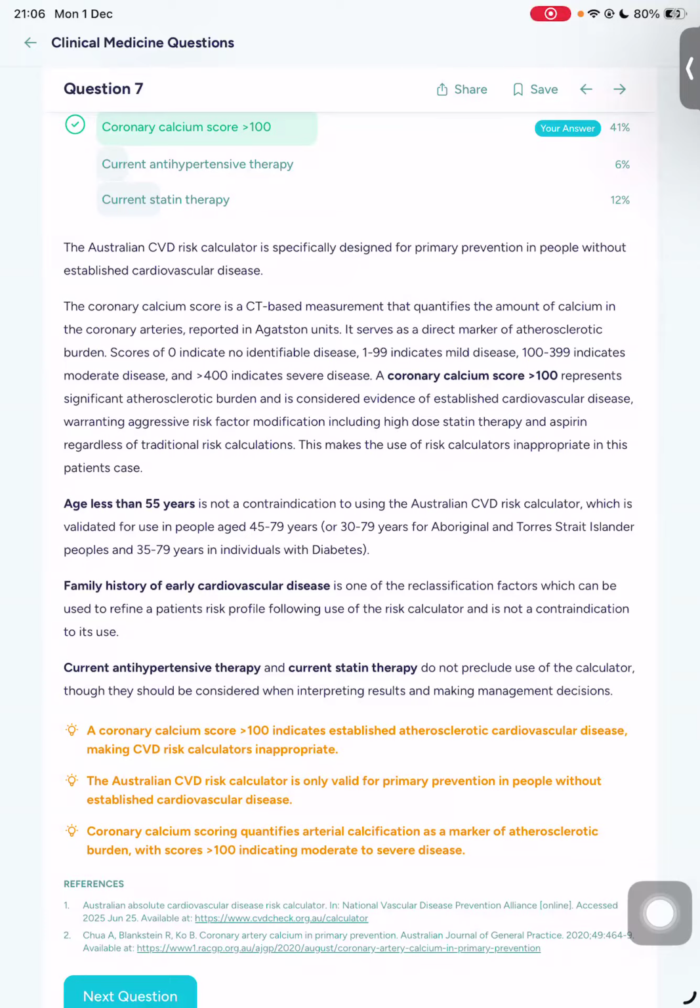A coronary calcium score more than 100 represents significant atherosclerotic burden and is considered evidence of established cardiovascular disease, warranting aggressive risk factor modification including high dose statin therapy and aspirin regardless of traditional risk calculations. This makes use of a risk calculator inappropriate in this case.